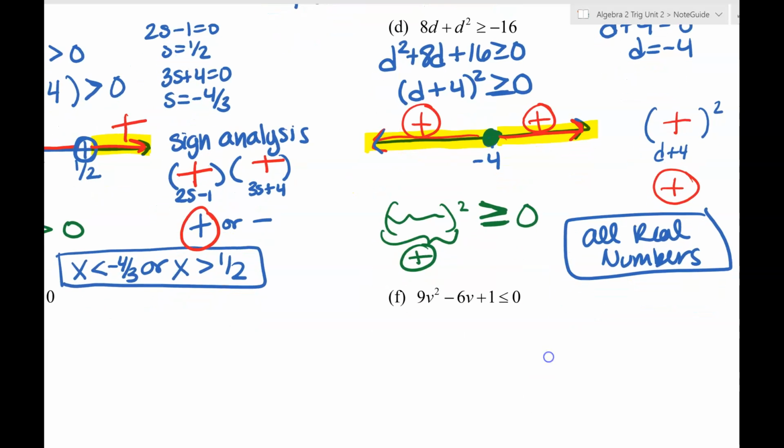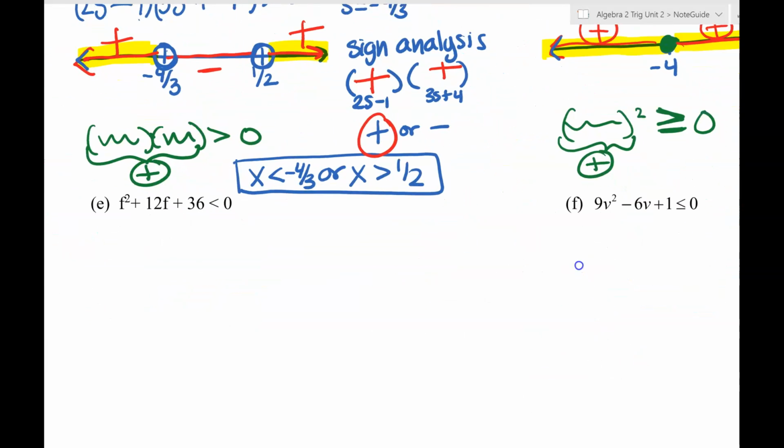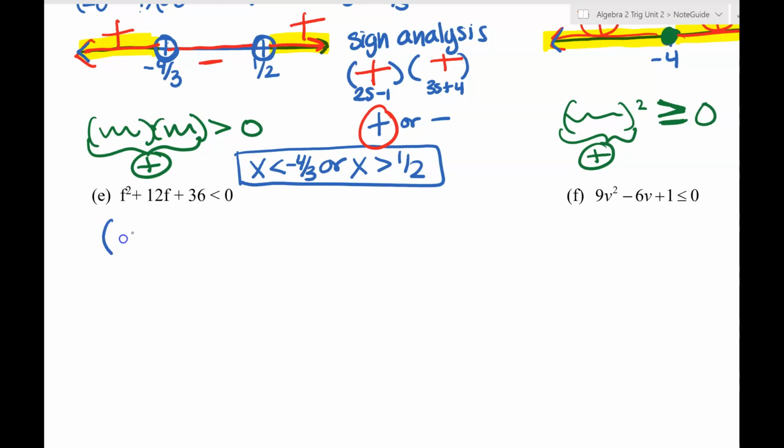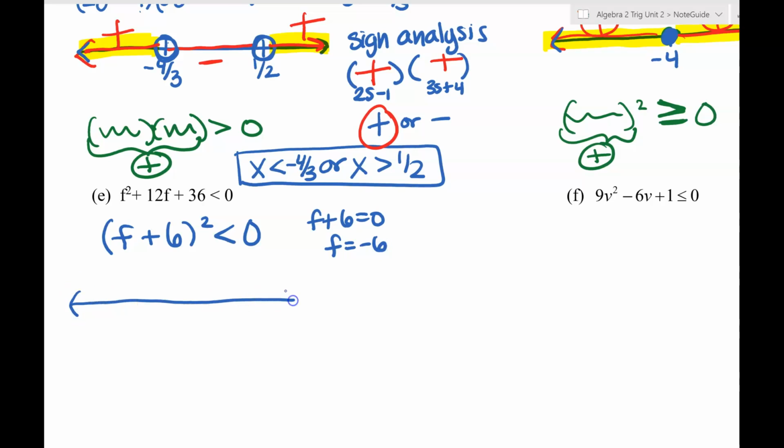All right, so then we're going to look at part E. E again factors as a perfect square. And again, if you're struggling with the factoring, you need to solve and check that on your own. Sign up for tutoring if needed. So when I check this, the only value where it could be equal to 0 is with f plus 6, and that would give me -6. So the key number here is -6.